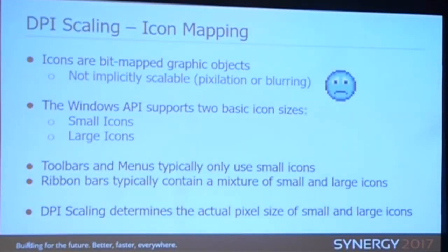But the thing is that icons are, at their heart, bitmapped graphic objects. So an icon's a bitmapped graphic object. They're not explicitly scalable as fonts are. So if you try to scale up an icon of a certain size, like a 16 by 16 pixel icon, if you try to scale that up to 32 by 32 pixels, you're going to get the pixelation in there. And if you try to apply some fancy manipulation to the image, you're going to get blurring at the very best. There's a special thing needs to be done to make all of that work for icons in your toolbars.